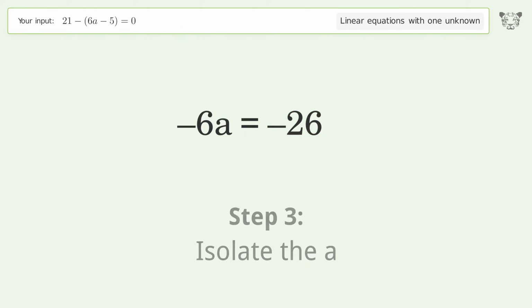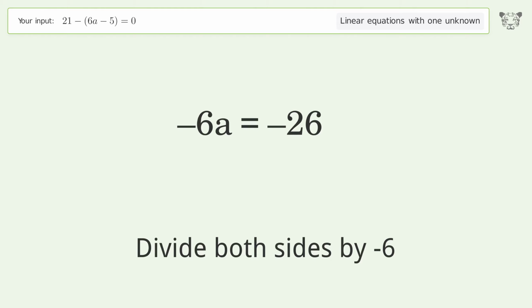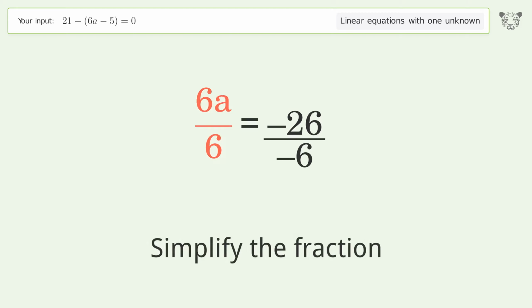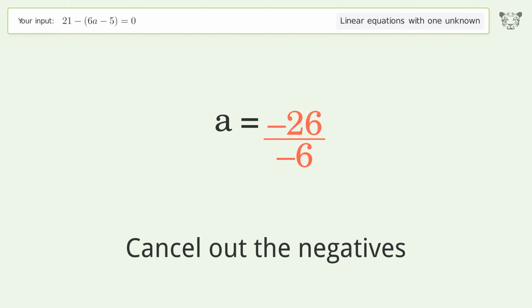Isolate the a. Divide both sides by -6. Cancel out the negatives. Simplify the fraction. Cancel out the negatives.